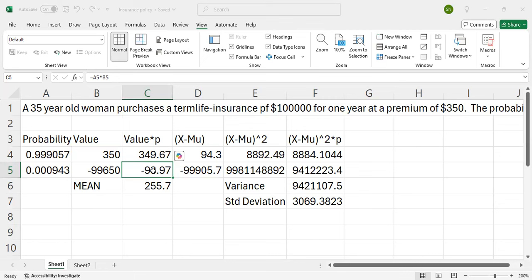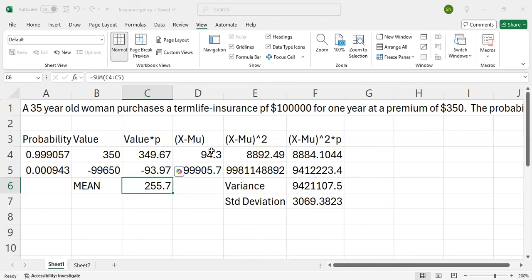Then I add the first row and the second row, row 4 and row 5, to get the value times P added for the two rows to get the mean value. That's the sum of the two rows for that particular column. This is the mean of this discrete probability distribution. What does it mean? If the insurance company sells many insurance policies for $350, on the average they will make a profit of 255.70. That is the meaning of this average, the mean.